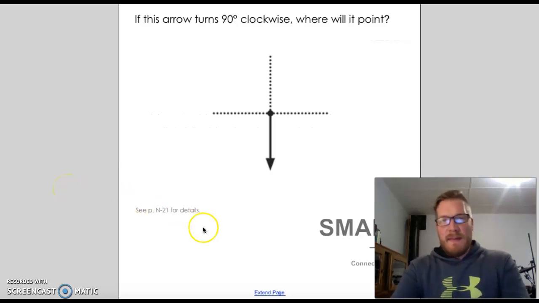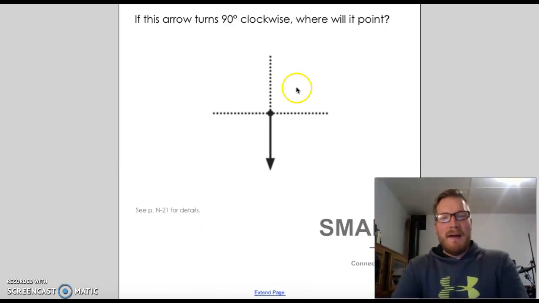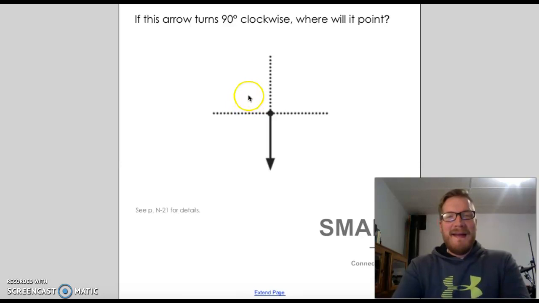So the first thing that we need to make sure that we're aware of is just the difference between clockwise and counterclockwise. Clockwise will go, well, for me it goes this way, and for you it will go the other way. But if we turn this arrow 90 degrees clockwise, where will it point?